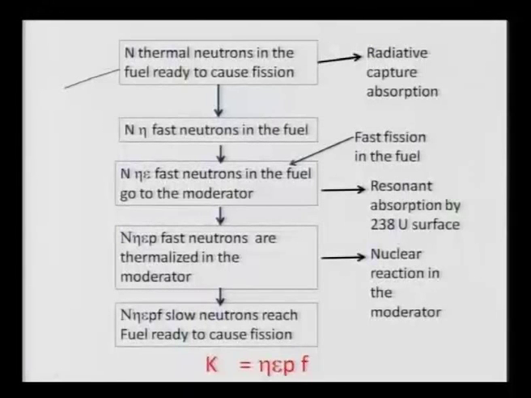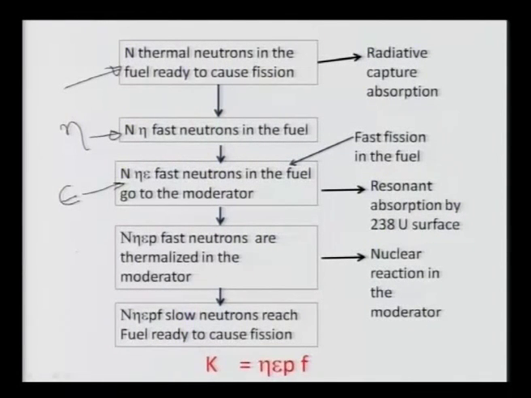Just to remind, you can look at the screen. So, you have these n thermal neutrons in the fuel ready to cause fission, and of them some are radiatively captured, they are absorbed and they do not cause fission. Those which cause fission create more fast neutrons. The factor we write as eta. So, from n it is n times eta fast neutrons. Then some of these fast neutrons can also cause fission because of uranium-238, and that gives you this extra factor of epsilon. So, eta times epsilon.